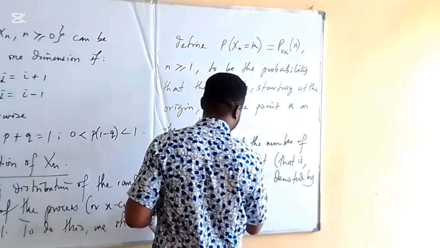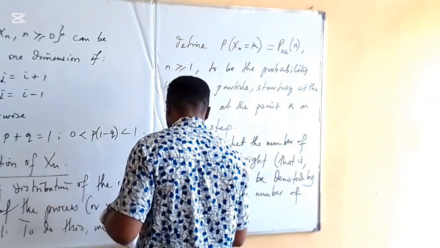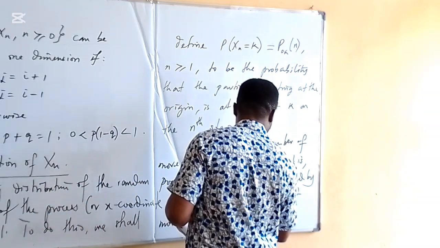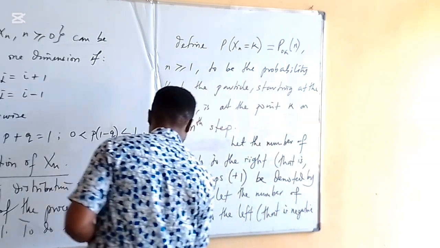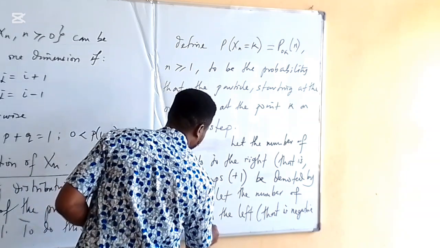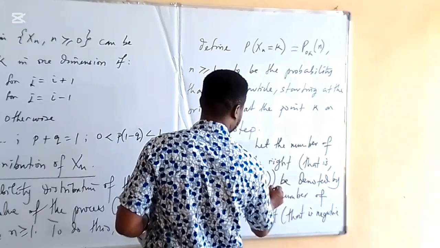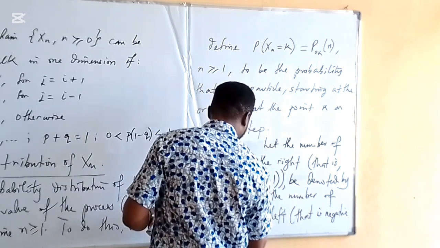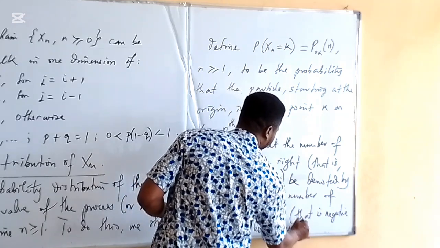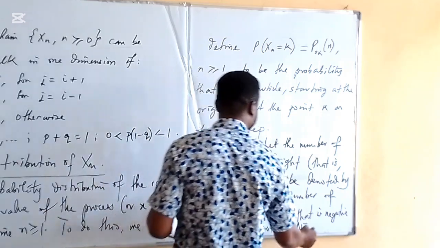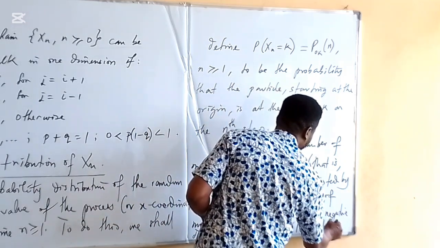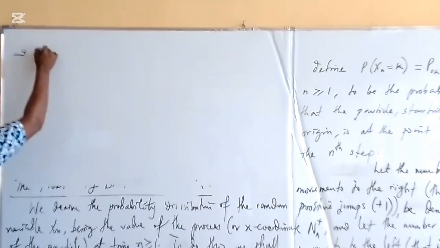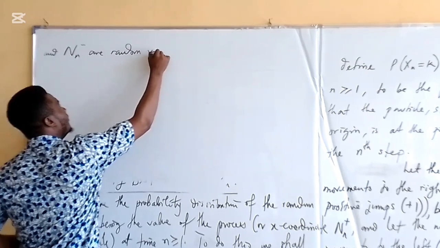And let the number of movements to the left, that is negative jumps, minus 1, be denoted by n minus. Okay? Where n plus and n minus are random variables.